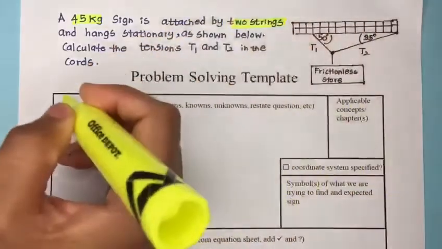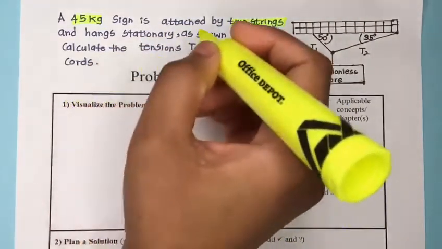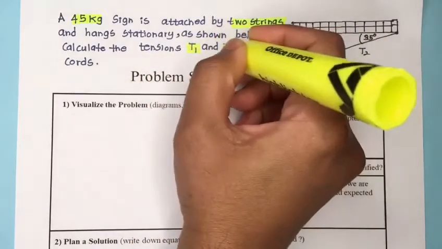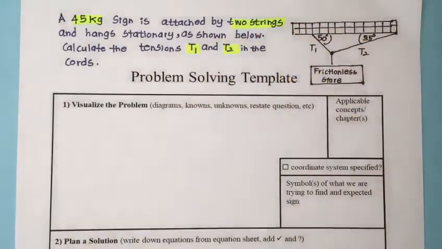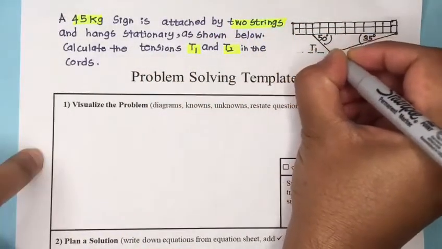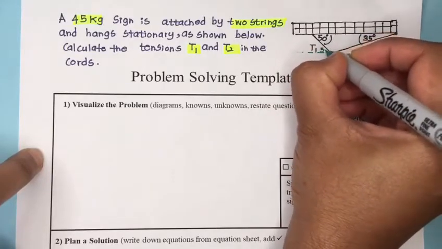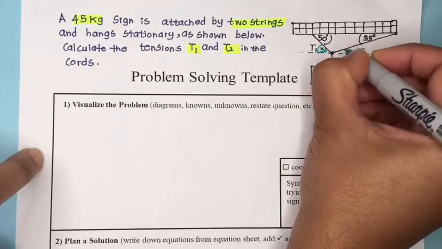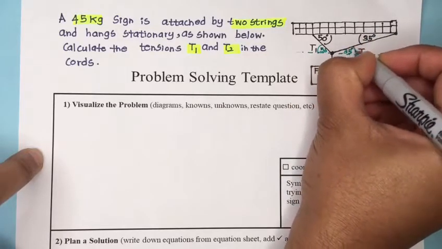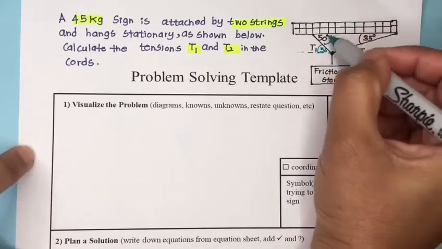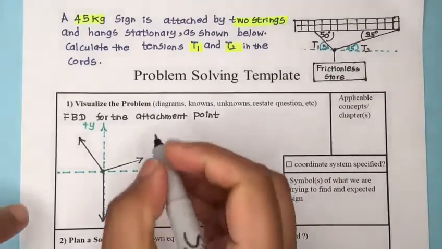A 45 kilogram sign is attached by two strings as shown in the diagram, and we have to calculate the tension T1 and T2 in the cords. So we are going to see the angles. You can see alternate interior angles, 50 degrees and 35 degrees. So these are equal to each other.